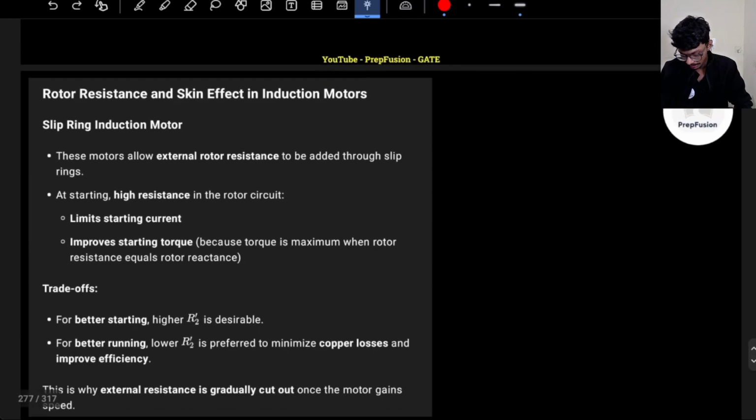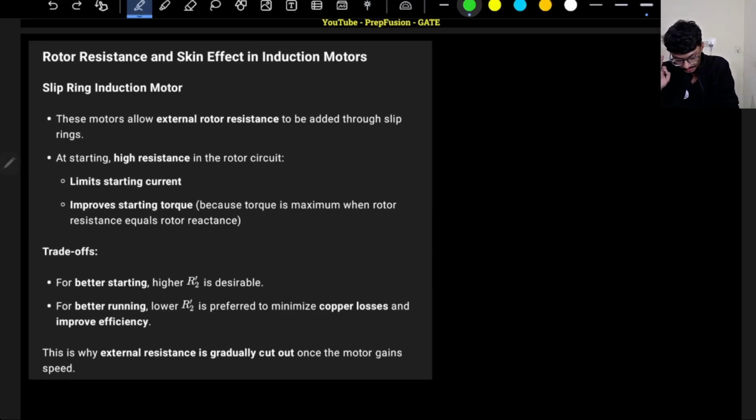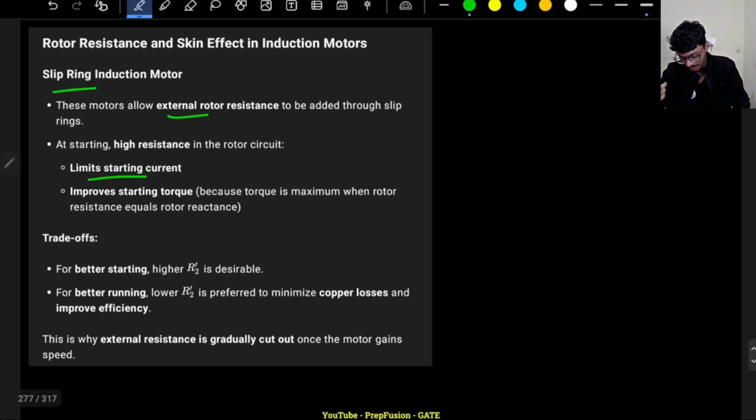In the case of a slip ring induction motor, we have already learned how we can control the starting current with the help of rotor resistance. We have the provision to add external resistance. That's why we can limit the starting current. It also improves the starting torque. This we have discussed: more air gap power, so more starting torque.